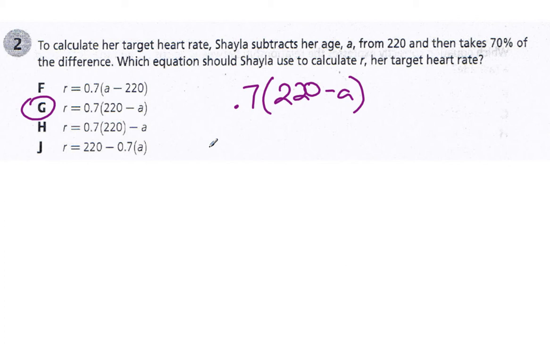And that's it. The only thing you might have been confused by is maybe if we did A minus 220. But if you think about that, if her age is anything less than 220 years old, this would end up being negative, and that would mean she had a negative heart rate, which would be amazing, but inaccurate. So sometimes if you're not sure, you can use the wording of the problem to help you out. Okay, so that's that. 2 down, some more to go.